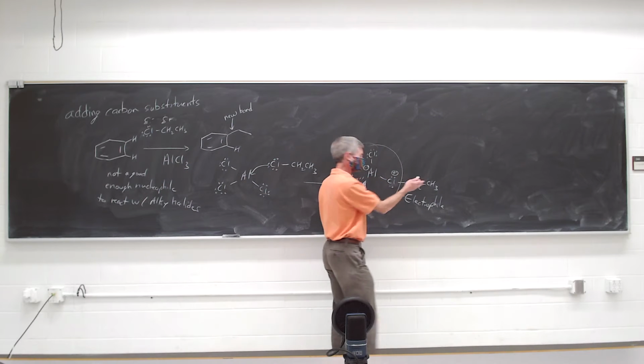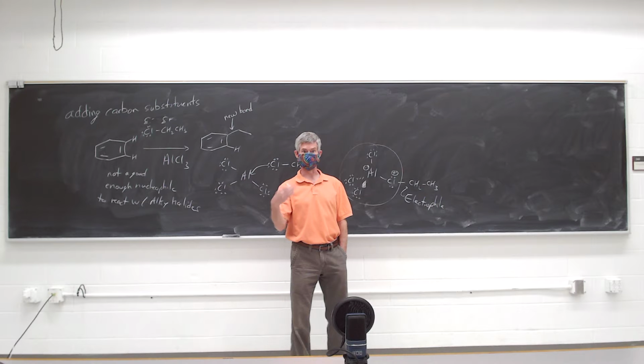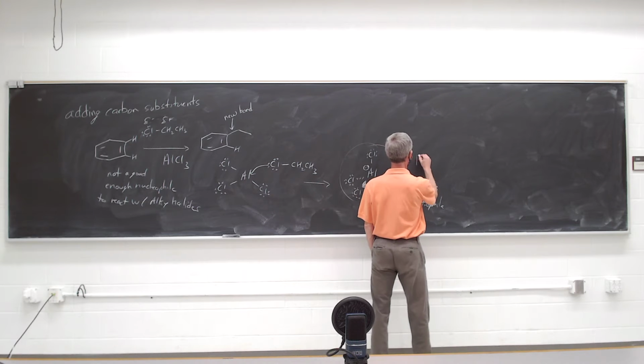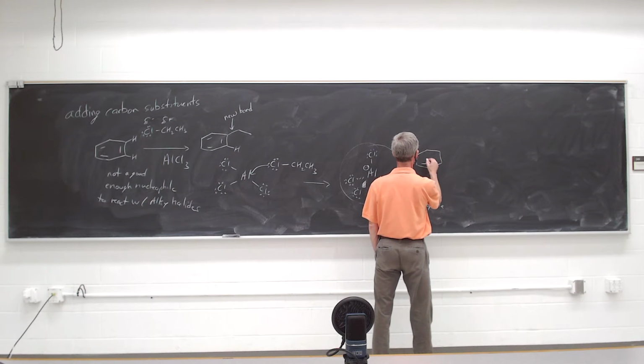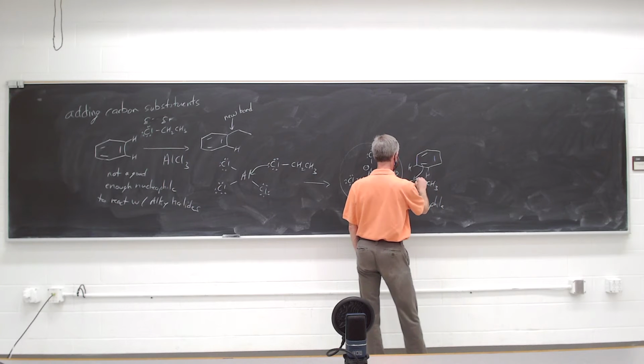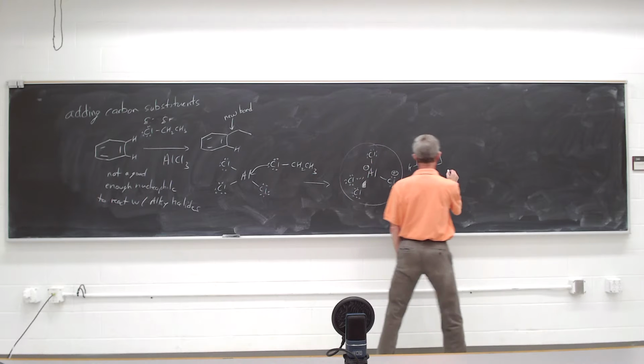We're not actually going to break that bond because the primary carbocation is not stable. That bond is going to break in the process of being attacked by the benzene ring. Form the carbon-carbon bond, take this pair of electrons out.